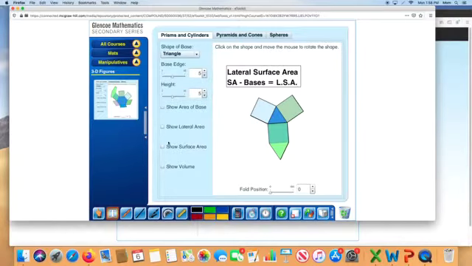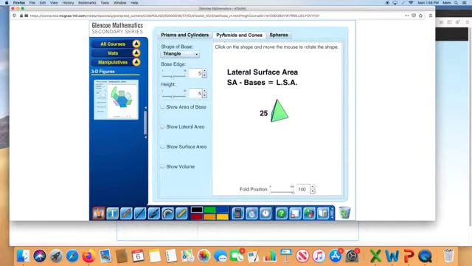Again, the base edge is 5 and 5. So this square, again, has an area of 25 because 5 times 5. This is 25 times 3. So the lateral surface area is going to be 75. As you see over here, it shows us the lateral surface area of 75.